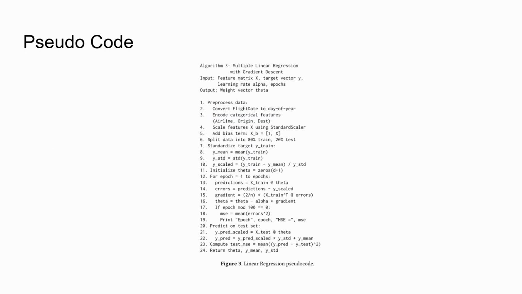So for the pseudocode, nothing too complicated. After pre-processing and splitting the data, we initialize the weight, and then we repeatedly compute the predictions, errors, and gradient. The weight is updated at each step until it converges, and then at the end, the predictions are returned in the actual minutes.